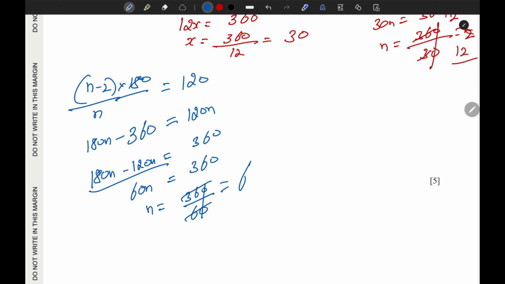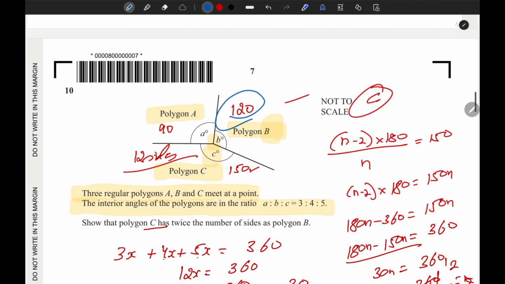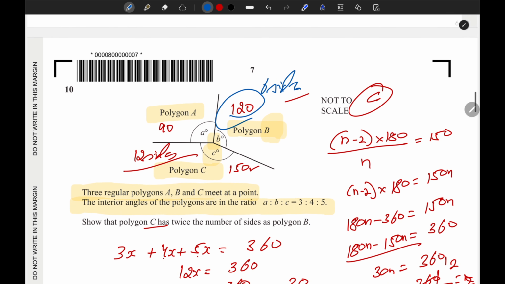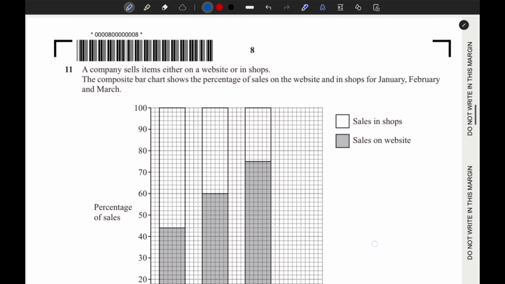So we can see that B has 6 sides. As you can clearly see, polygon C has twice the number of sides as B, as this has 6 sides and this one has 6 times 2, that is 12 sides. Okay, this question is done.